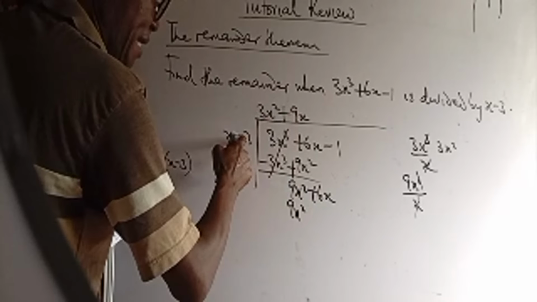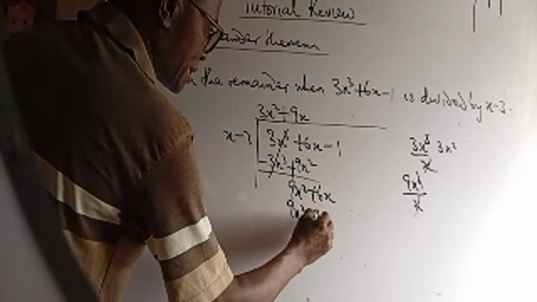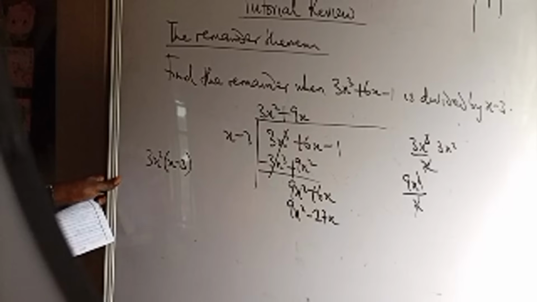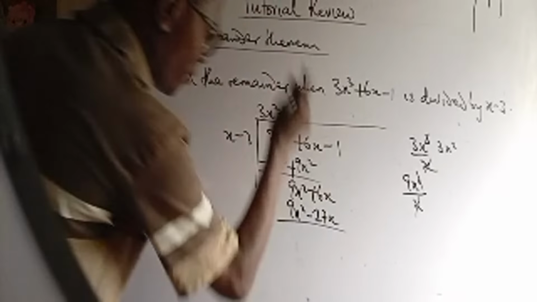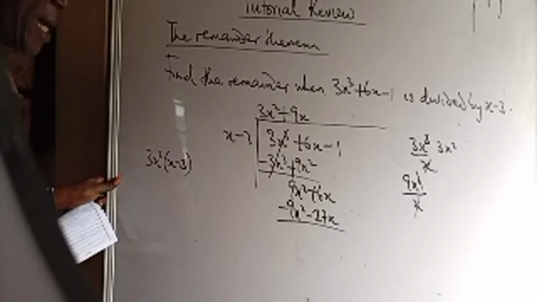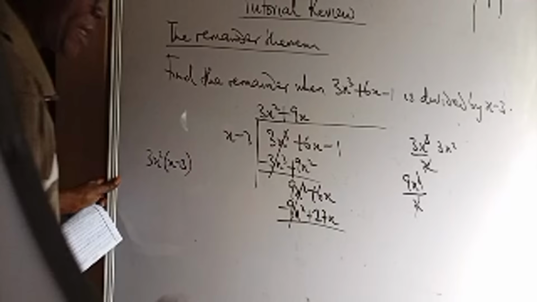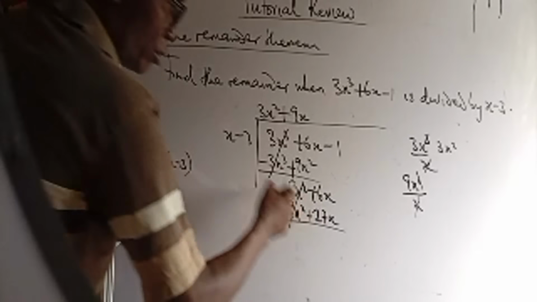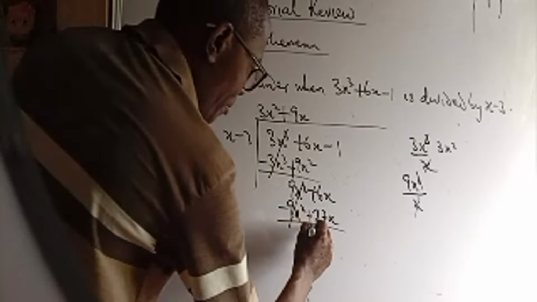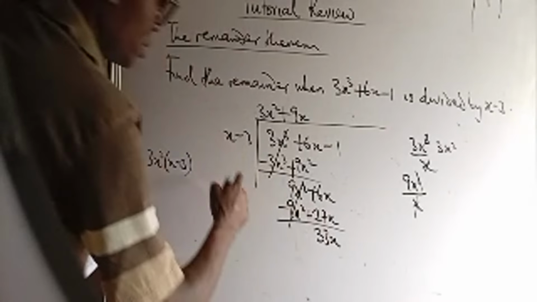9x plus 9x times minus 3, minus 27x. Beautiful. Now subtract this from this as well. Put minus here, and this one becomes plus. Now this one cancels this. 6x plus 27x is plus 33x. Good.